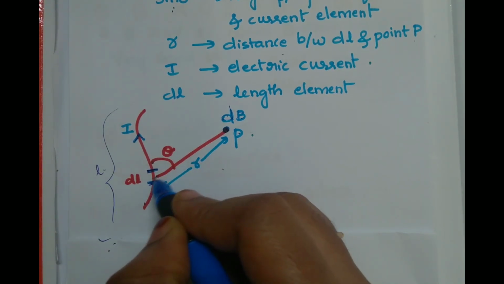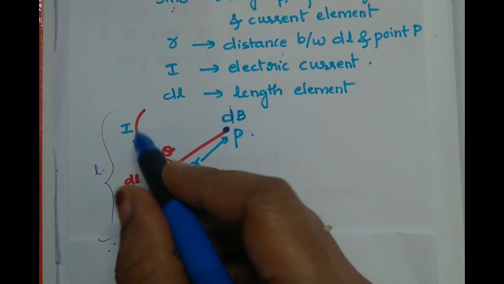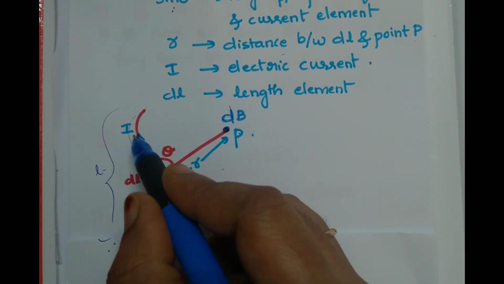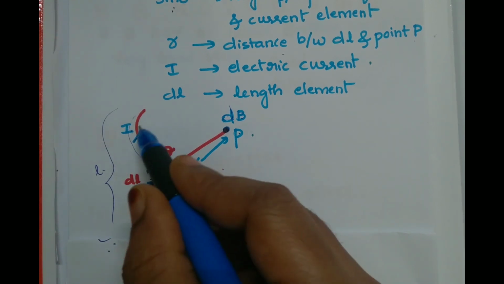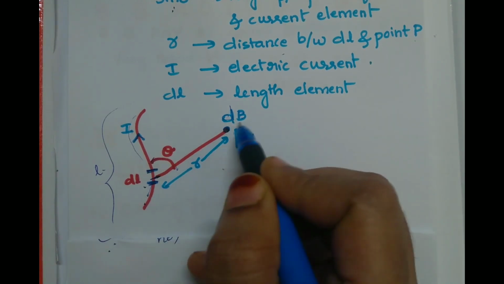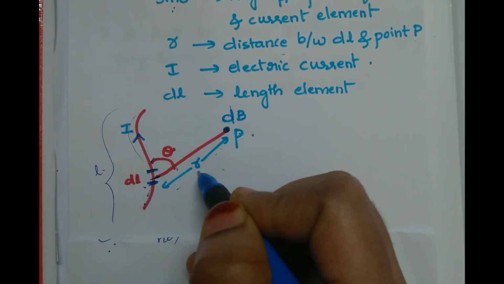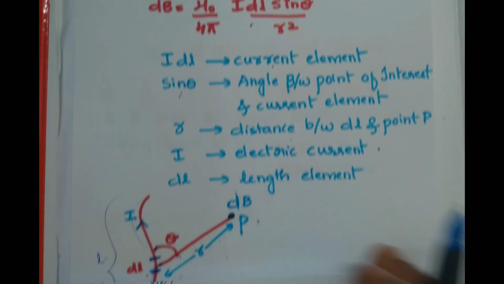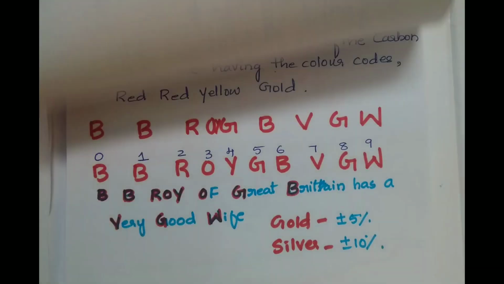So therefore, due to this dl, what is the magnetic field at this point? It is directly proportional to the current element, that is proportional to current, proportional to dl, directly proportional to the sine of the angle between the current element and the magnetic field, and inversely proportional to the square of the distance between them, that is r square. This is Biot-Savart's law. Hope you understood this. This is a very important law which is experimentally proved.